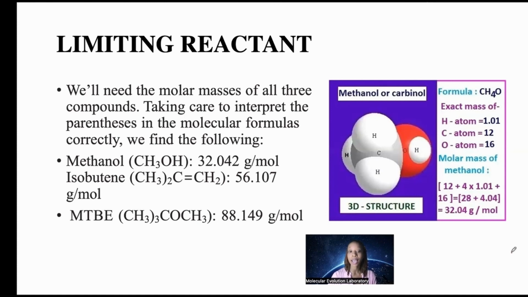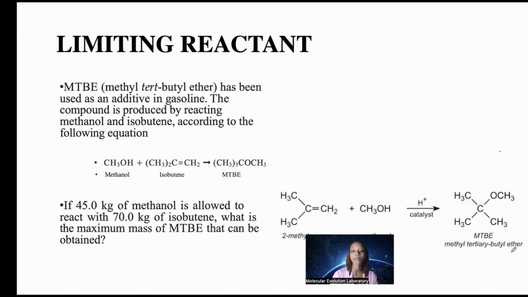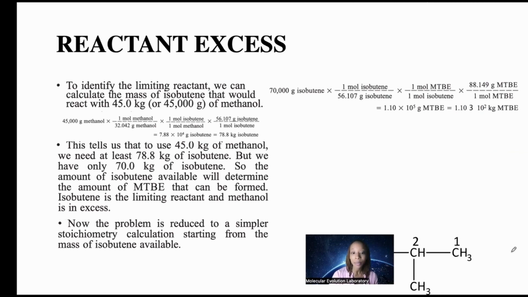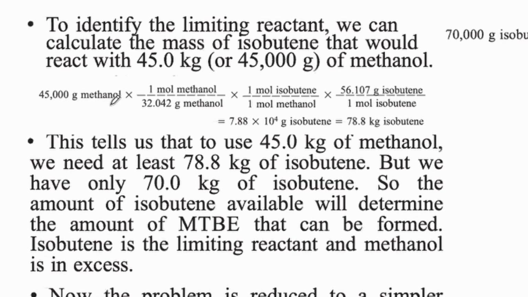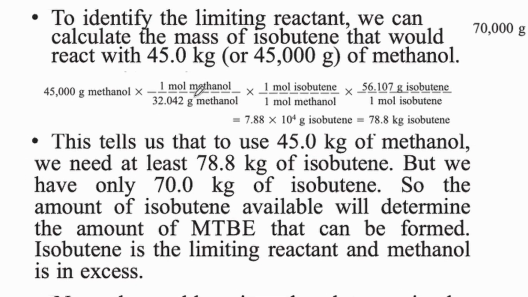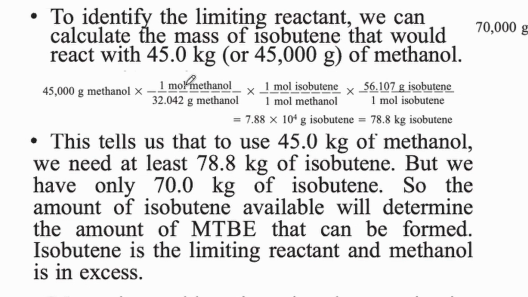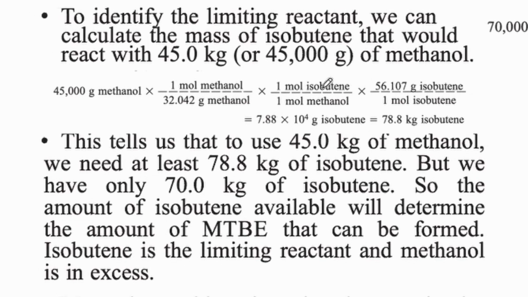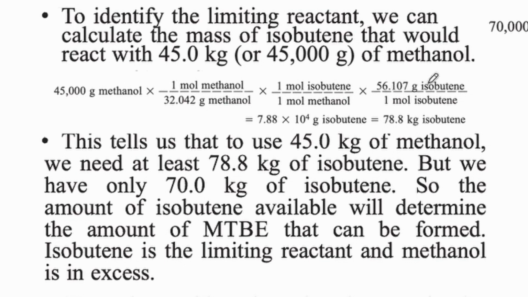So let's get to the calculation. So we have 45 kilograms of methanol allowed to react with 70 kilograms of isobutene, and we want to know the maximum mass of methyl tert-butyl ether, or MTBE, that can be obtained. To identify the limiting reactant, we can calculate the mass of isobutene needed for 45 kilograms or 45,000 grams of methanol. Here we have to do the ratio as well. So we already know that 1 mole of methanol is 32 grams. We know that 1 mole of isobutene is 56.17 grams.